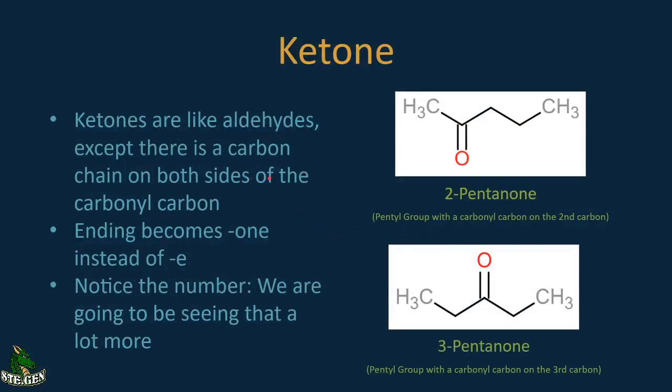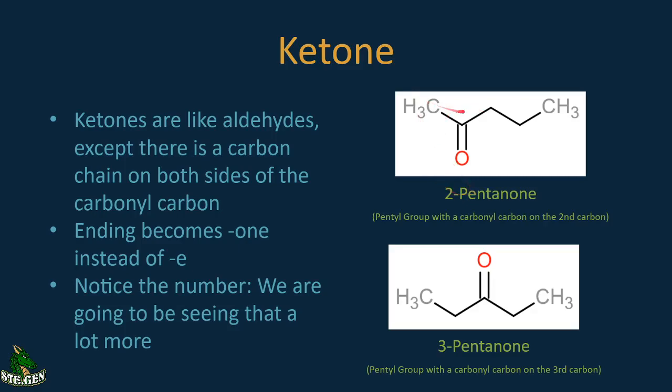Okay, ketones are like aldehydes, except they actually have a carbon chain on both sides of the carbonyl carbon. They end in -one instead of -e, and then we're actually going to have to indicate where it is located, so we'll end up using numbers. You'll notice that in all the other examples we did, the amines, the amides, all of that stuff was always at the very, very beginning of our molecule. These we can't put at the very beginning.